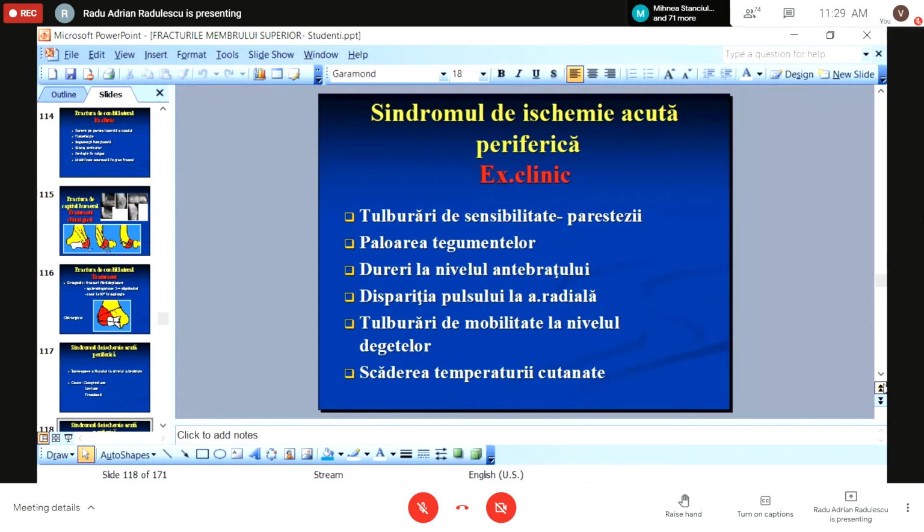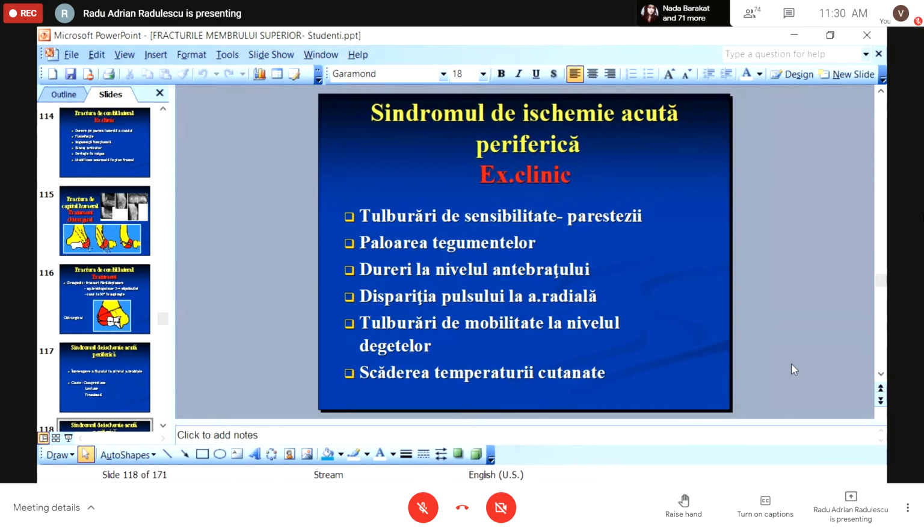Whenever we put the upper limb in a cast, or whenever we release the patient from the hospital after a surgery at the level of the upper limb, we must warn him that if in the next days he has paresthesias, then he must immediately come to the hospital because he or she might get Volkmann syndrome.